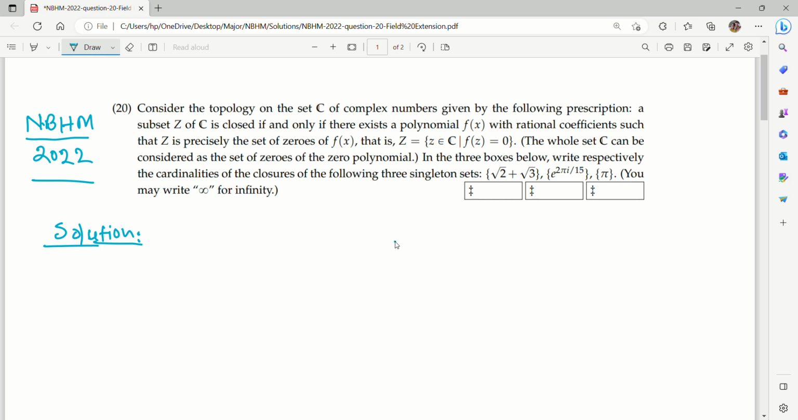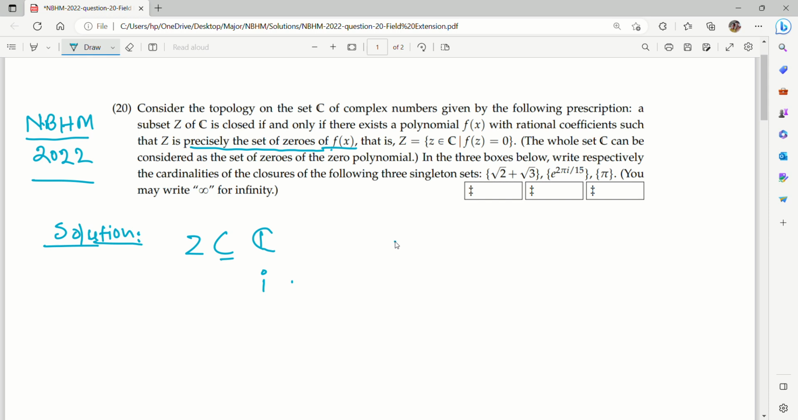So we have a topology on the set of complex numbers by the following prescription: a subset Z of C is closed if and only if there exists a polynomial f(x) with rational coefficients such that Z is precisely the set of zeros of f(x). Okay, so for example, if we have iota, what is the closure of this iota that we want to find out?